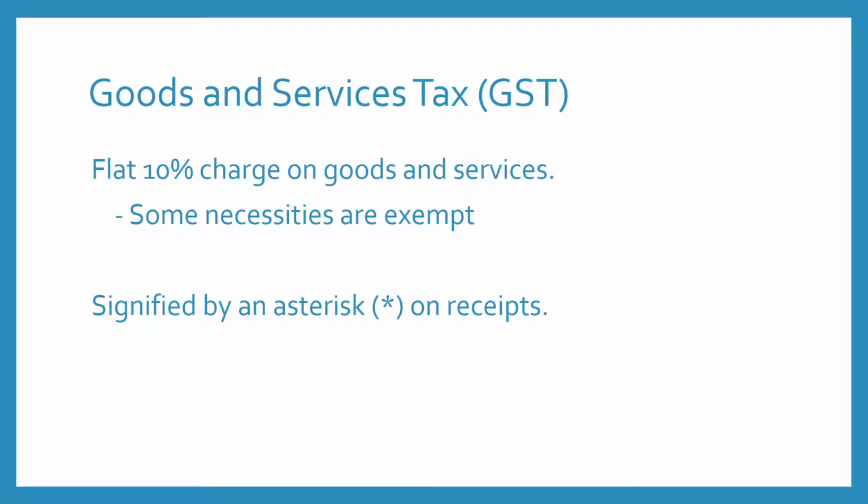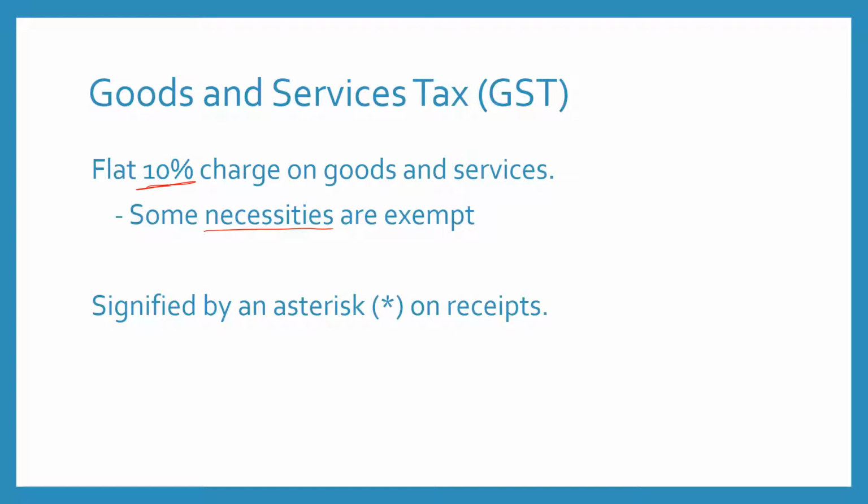So GST, or the Goods and Services Tax, is a flat 10% charge which is given to almost all goods and services offered in Australia. It's always 10%. However, there are some necessities, items that we require to live, which are exempt. So some things won't have GST charged.